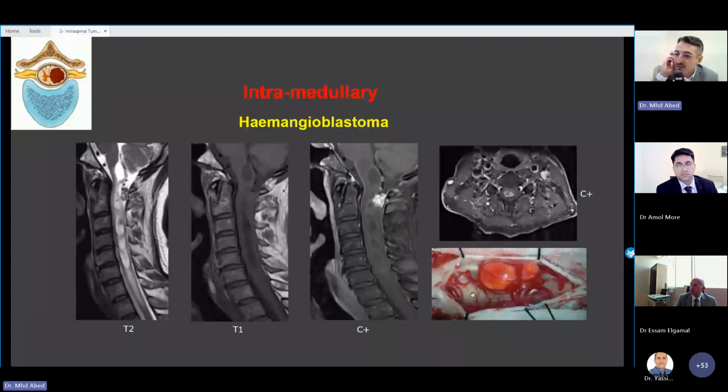Another lesion, this is the hemangioblastoma, how it looks. You see, this is the spinal cord, and this lesion has exophytic extension outside the spinal cord itself, but it's originating from the spinal cord itself. It's difficult to diagnose it, but if you see this flow void signal and this edema along the spinal cord and this cystic component with the spinal cord, then you have to think about the hemangioblastoma.